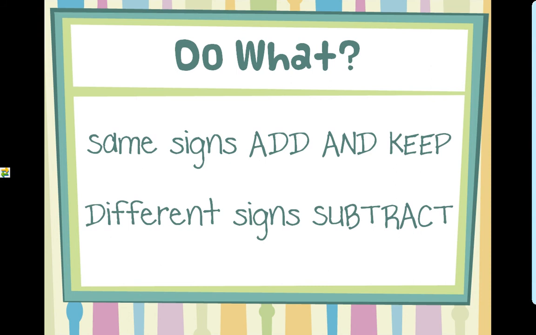So if you have the same signs, such as positive and positive, negative and negative, you're going to add and keep the sign. If you have different signs, you're going to subtract. So you can think of this as a little chant to help you remember. Same signs, add and keep, different signs, subtract.